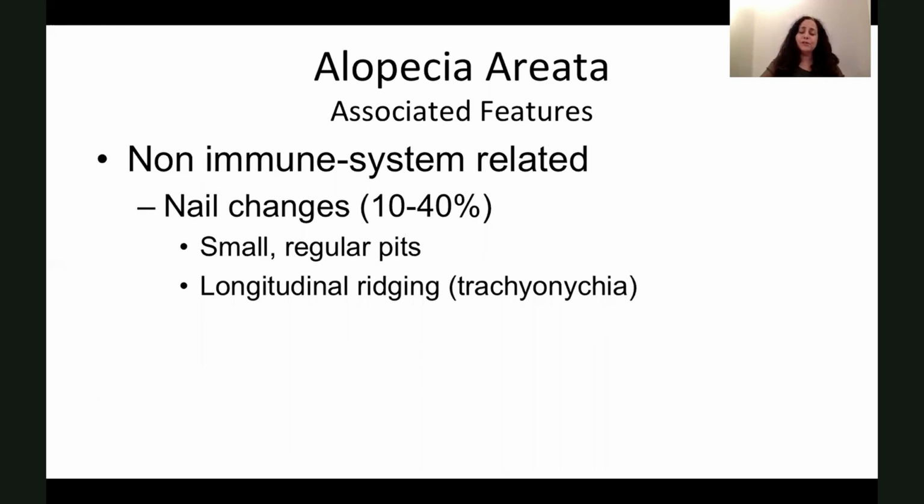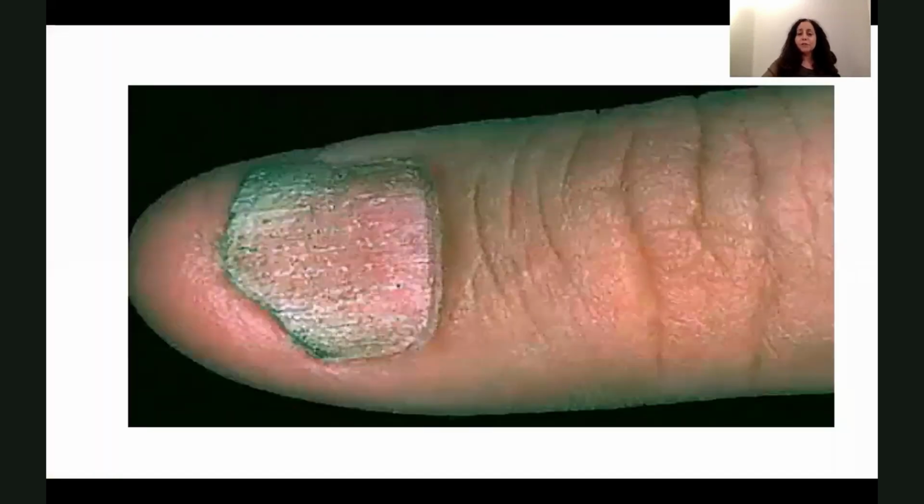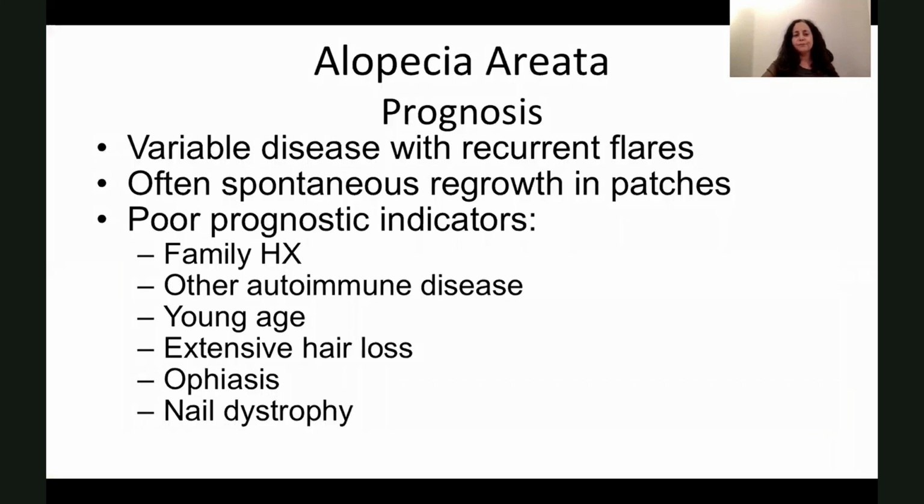The non-immune associated features are primarily the nail changes, and this can include nail pitting or longitudinal ridging known as trachyonychia. So this is pitting, where you actually see little indents or pits on the nails. But if you look at the nail, you'll see that it still has a shine to it, a luster, versus trachyonychia, which is longitudinal ridging, which also leads to a roughness of the nail and a loss of luster.